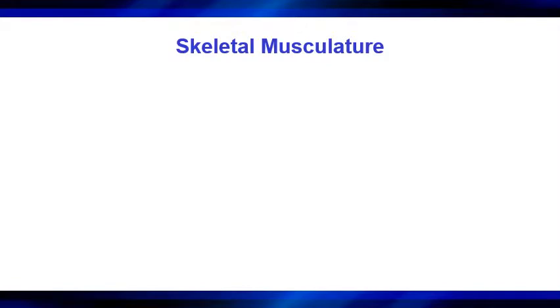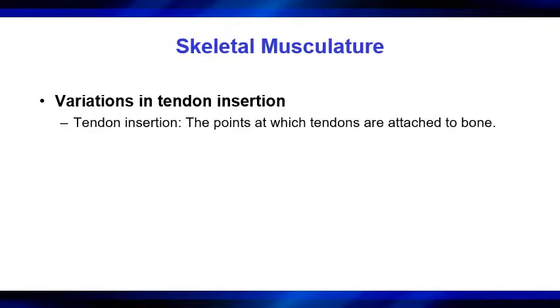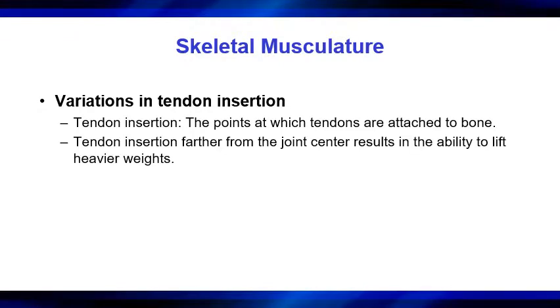Looking at skeletal muscle structure, there are some variations in tendon insertion. Generally we know where these muscles insert in everybody. However, based upon your body structure, there can be slight variations in how far the tendons are from the joints. Tendinous insertions are where the tendons attach to the bone, and in some individuals they could be inserted either farther or closer to the joint line than in other people.